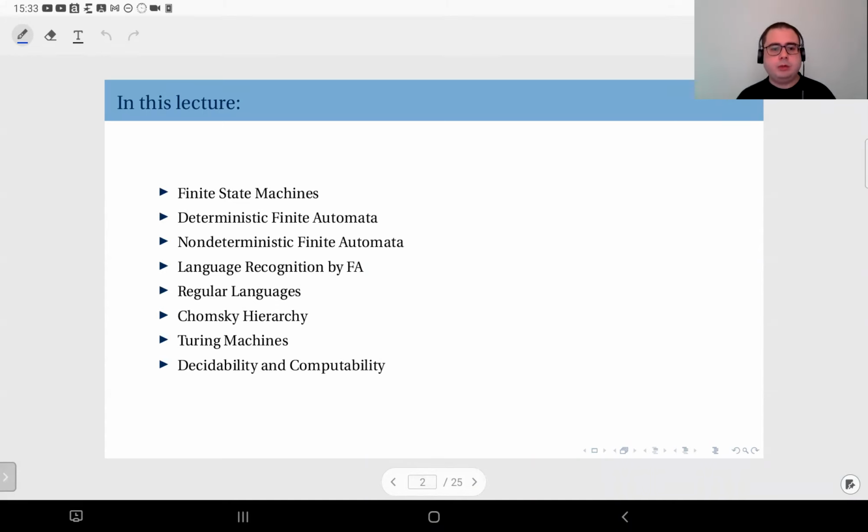And based on this, we are going to actually classify languages. And these are formal languages. And we'll start with regular languages, and we will see what makes a language regular and what types of other languages there are, which we will see in the Chomsky hierarchy. And we will conclude with the concept of a Turing machine and decidability and computability.